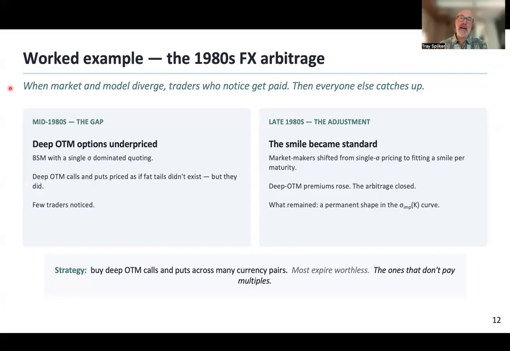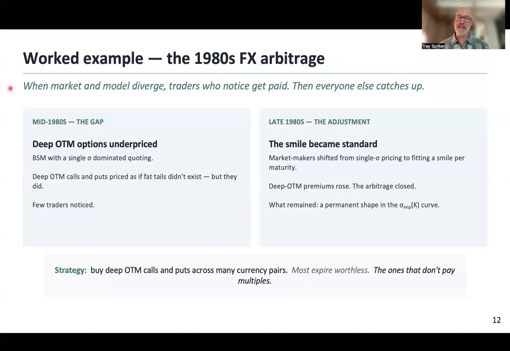So, by the late 80s, this was widely known, and market makers started fitting smiles instead of single sigmas, right? Basically, through the 1980s, this arbitrage, a deviation from the model, collapsed because many traders started taking advantage of it until the options started getting priced correctly. That is, the implied volatility smile started to arrive. So today we don't see much opportunity for arbitrage, right? We see the residue of this adjustment, which is the volatility smile.